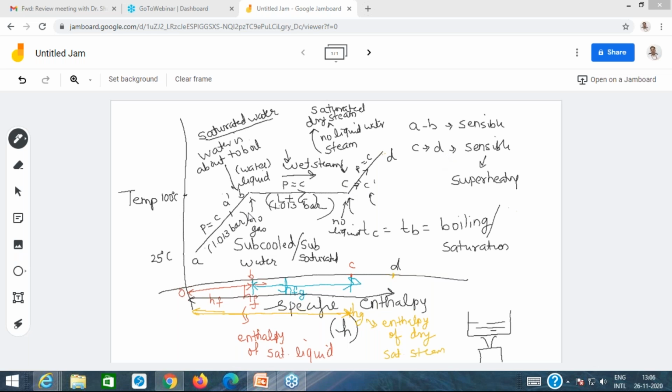Now you can figure out the question which I had asked in the poll questions. Correct, Kunal, you are right. Enthalpy of superheated steam is greater than enthalpy of dry saturated steam, which is greater than enthalpy of saturated liquid. Just to check whether you have understood this, I have another poll question. So let me ask this poll question.